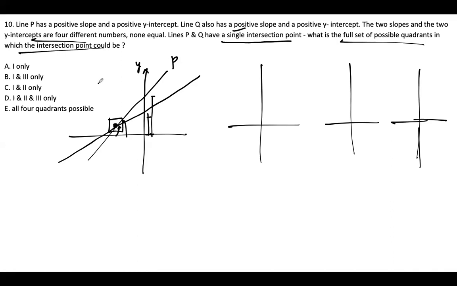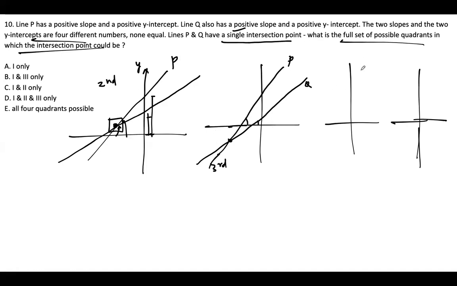Right now the intersection is in the second. Can you make the intersection in the third quadrant? Yeah, you can just draw it, cut it down to the third, and then there'll be a steeper line which is cutting way down. And are we satisfying the conditions as well? Y-intercept positive, slope is positive for both the lines, and they are different numbers. The third quadrant is possible.